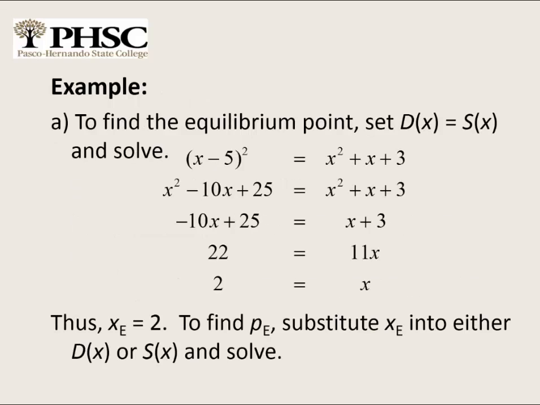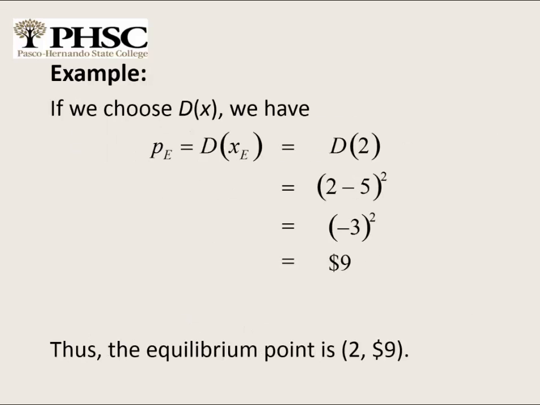The first thing we're going to do is find the equilibrium point. We set d of x equal to s of x and solve. Here we get that x equals 2. So x_E, or the quantity at equilibrium, equals 2. To find the price, we substitute this value into either the demand function or the supply function and solve. Using the demand function, we get that the price is $9. So the equilibrium point is quantity 2 and price $9.